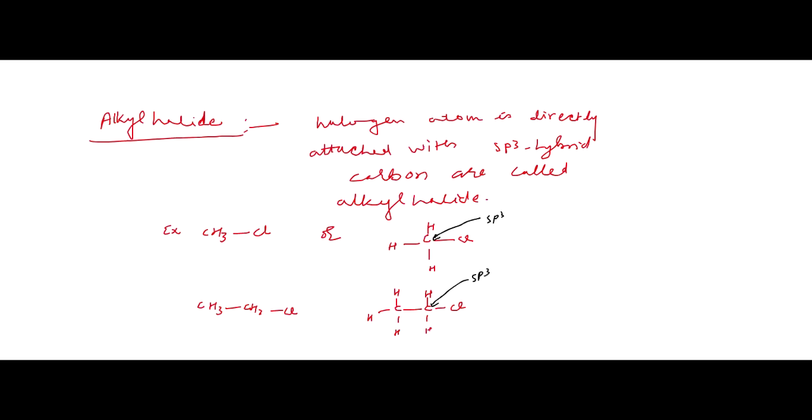So if halogen atom is directly attached with sp3 hybrid carbon, that sp3, how can you identify? Single bond, all single bond. So this is sp3 hybridized. That is what is called alkyl halide. Understood? Yes. Can I erase?